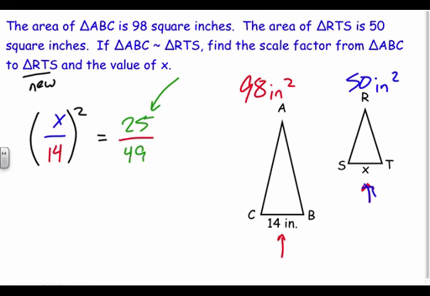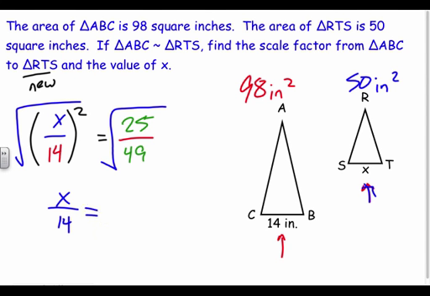Well, if you notice, both 25 and 49 are perfect squares. So if I wanted to get rid of this square on the left side, I could take the square root of both sides. So that would cancel the square, and I'd be left with x over 14 equals, well, the square root of 25, which is 5, and the square root of 49, which is 7.